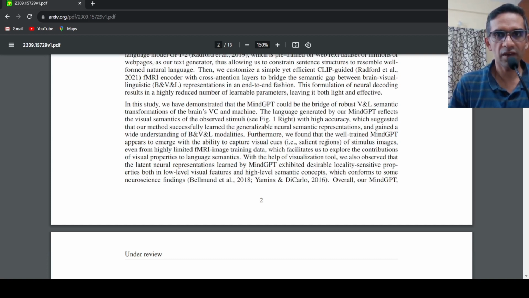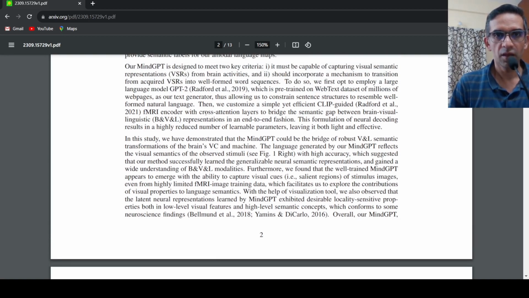What they are saying is that well-trained MindGPT appears to emerge with the ability to capture visual cues of stimulus images even from highly limited fMRI image training data, which facilitates us to explore the contribution of visual properties to language semantics. That is what they are explaining over here. So here they are saying how we have demonstrated how MindGPT could bridge the robust vision and language semantic transformations of the brain's visual cortex.